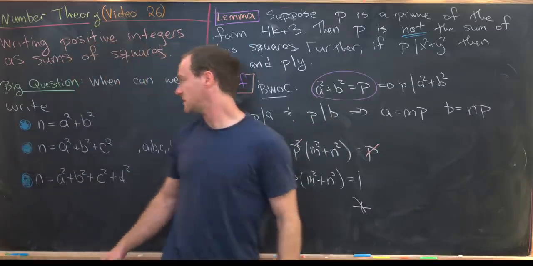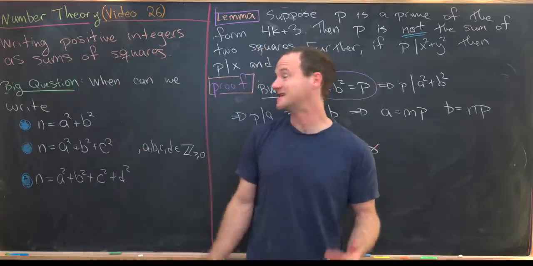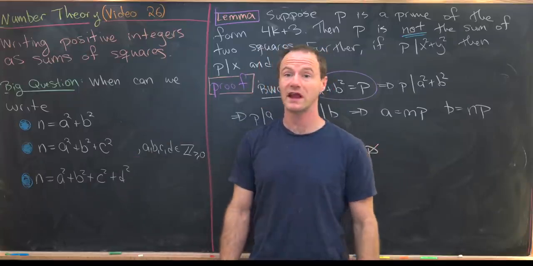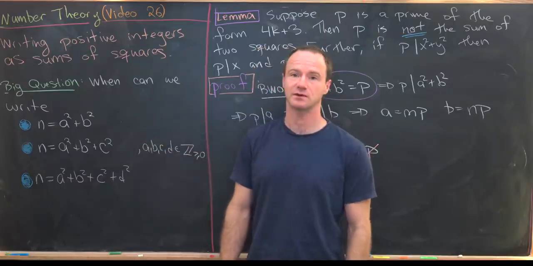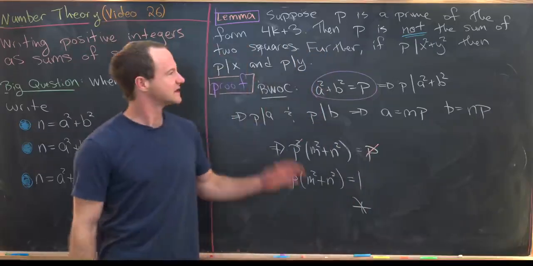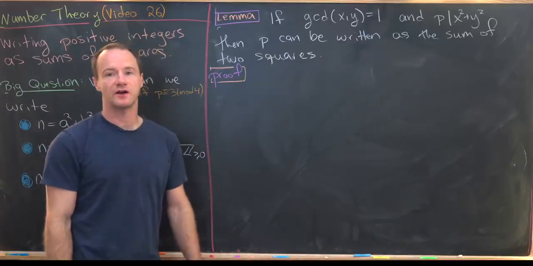Okay, so that means over here we have a partial answer to this first bit, and that is primes of the form 4k plus 3 cannot be written as sums of squares. Okay, so now let's move on to our next preparatory lemma. Okay, now we're ready for our next lemma.